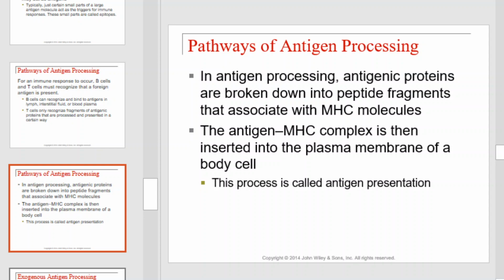In antigen processing, antigenic proteins are broken down into peptide fragments that associate with MHC molecules. The antigen MHC complex is then inserted into the plasma membrane of a body cell. This process is called antigen presentation.